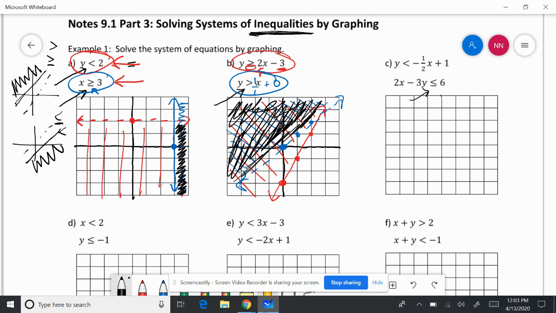Now, looking at the third example, we're going to do the same thing. For my first inequality, I see my y-intercept is 1. So I plot a point at 1 on the y-axis. My slope is negative a half. So from this point, I go down 1, right 2, down 1 and right 2 again. I'm going to make a dashed line. The reason it's dashed is because this is less than, not less than or equal to, and since it's less than, I'm shading below.